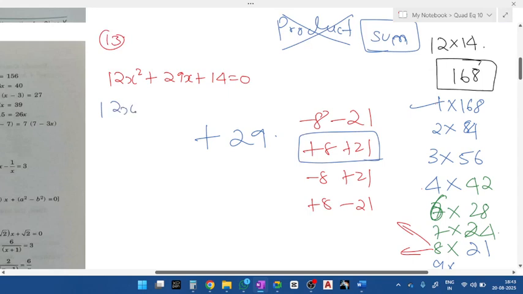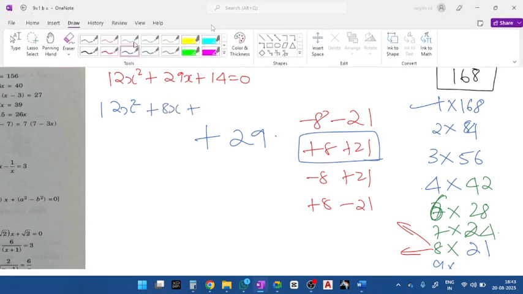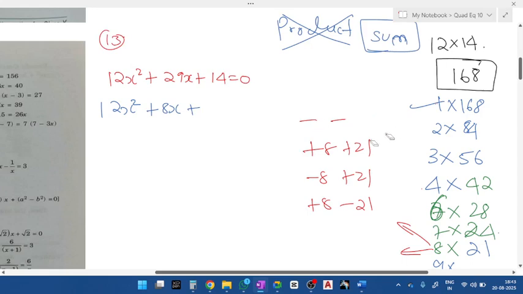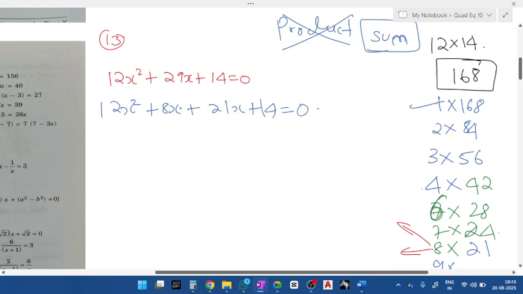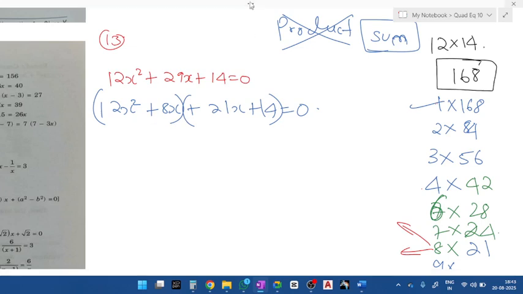So write the first value as it is. What will you write here? Plus 8x. Tell me. Plus 8x plus 21x plus 14 is equal to 0. Next, group these two. Now tell me, how do you factorize this? You have to check the common value.